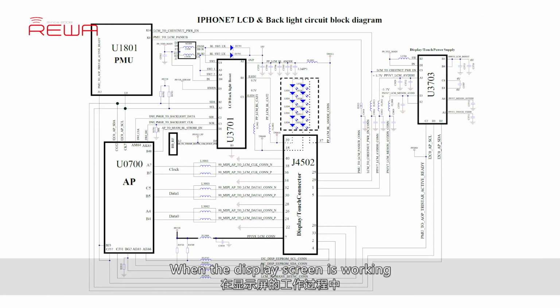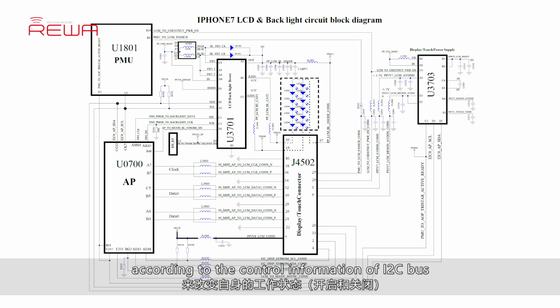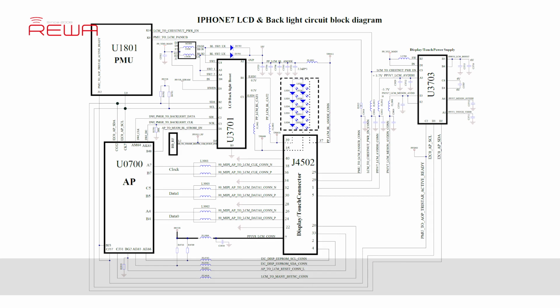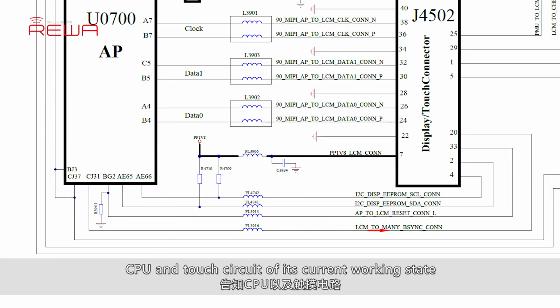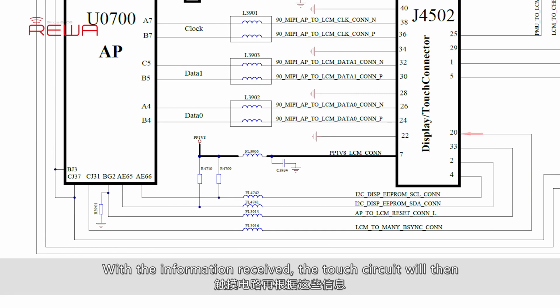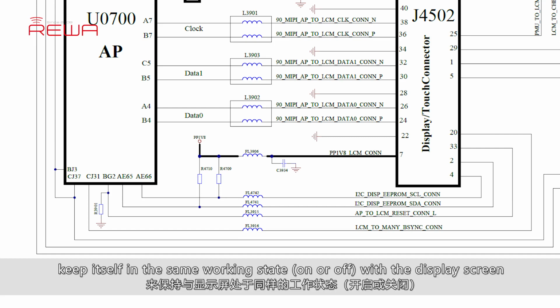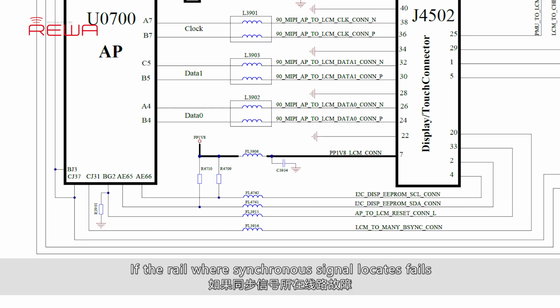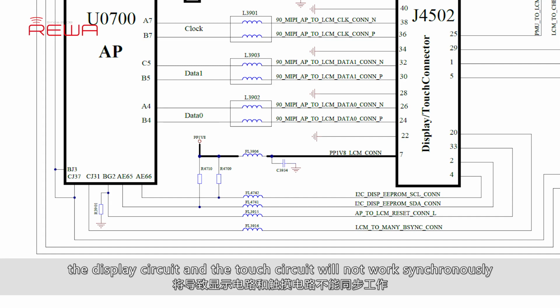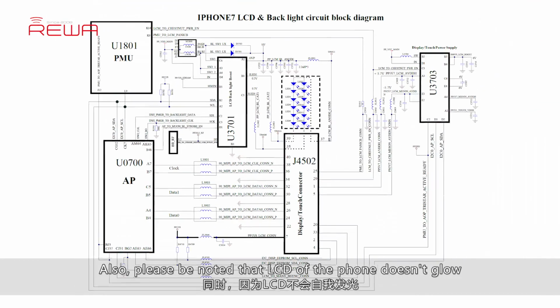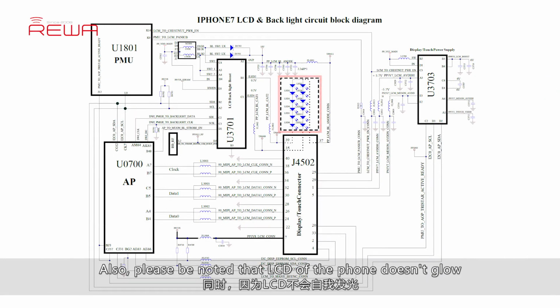When the display screen is working, it changes working state, on and off, according to the control information of I2C bus. Then, with a synchronization signal, the display screen informs CPU and touch circuit of its current working state. With the information received, the touch circuit will then keep itself in the same working state, on or off, with the display screen. If the hardware synchronous signal fails, the display circuit and the touch circuit will not work synchronously. Also, please be noted that LCD of the phone doesn't glow.